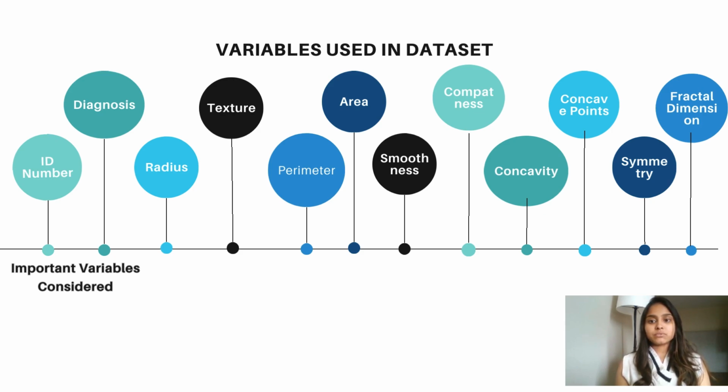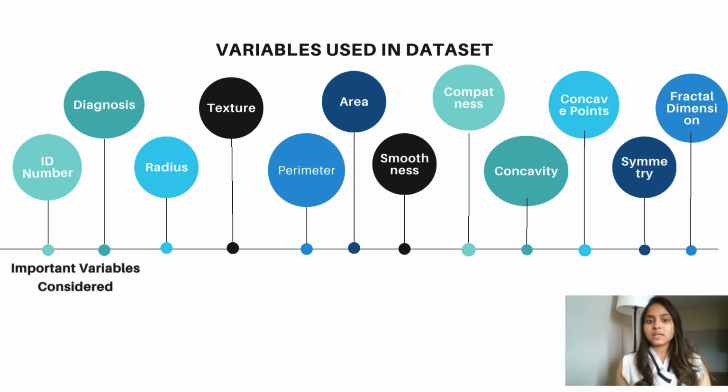For the rest of the variables, there is radius, which measures the tumor size, and texture, which describes the variance in pixel intensity in images. The next is perimeter, the boundary measurement of the tumor, and area, which is the size of the tumor in the image. Smoothness indicates the regularity of the tumor surface, and compactness is a measure related to the shape and tightness of a tumor.